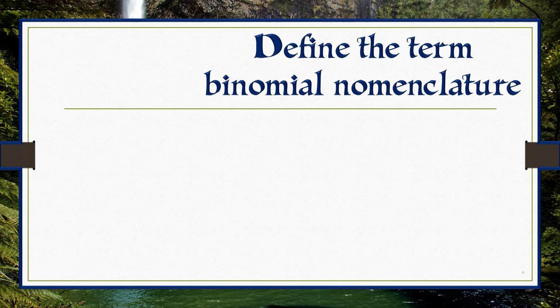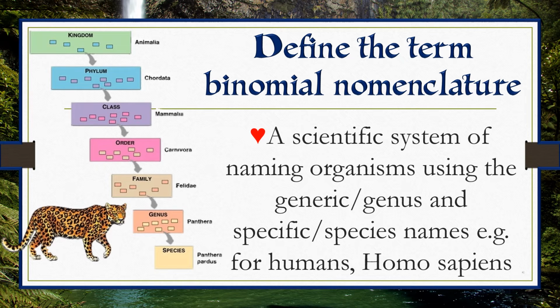Define the term binomial nomenclature. Binomial nomenclature is a scientific system of naming organisms using the generic or genus and specific or species name. For example, in humans, it is Homo sapiens. And in the leopard, it is Panthera pardus. That is binomial nomenclature.